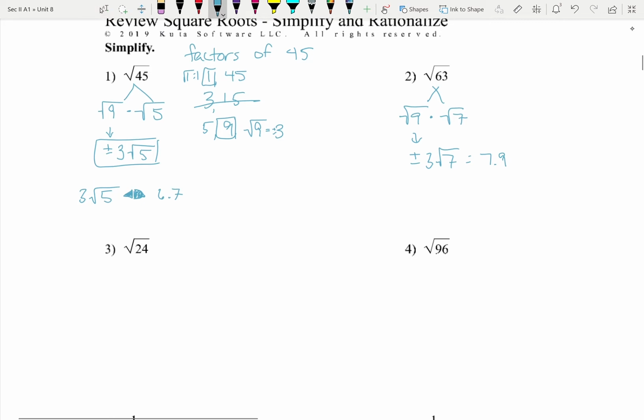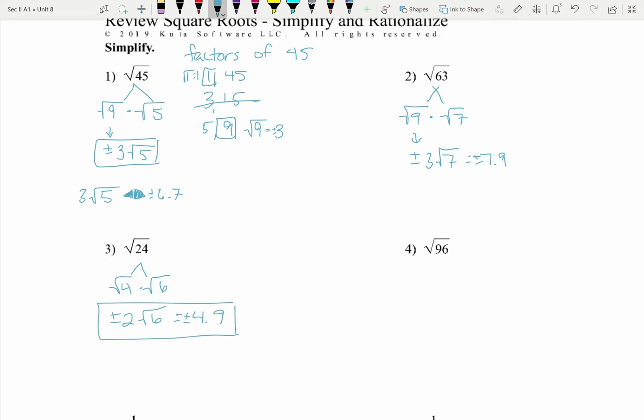24 can be split into the square root of 4 times the square root of 6, which would be positive or negative 2 times the square root of 6. So these should actually all have positive, negative in front of them. And then 2 square root of 6 can be simplified to 4.9.